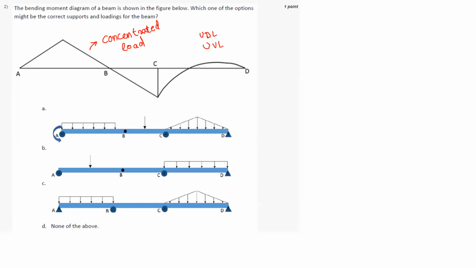UVL gives you a cubic parabola, but nothing is mentioned over here. So in A to C, we require concentrated load, and in C to D, we require UDL or UVL. And this will be the beam in which we have A to C concentrated load, and C to D we have UDL. So option is C. Now in one option we have concentrated load, but as here we have UDL, it should give a parabola. Therefore the correct option has only A to C, we should have UDL. So option is C.